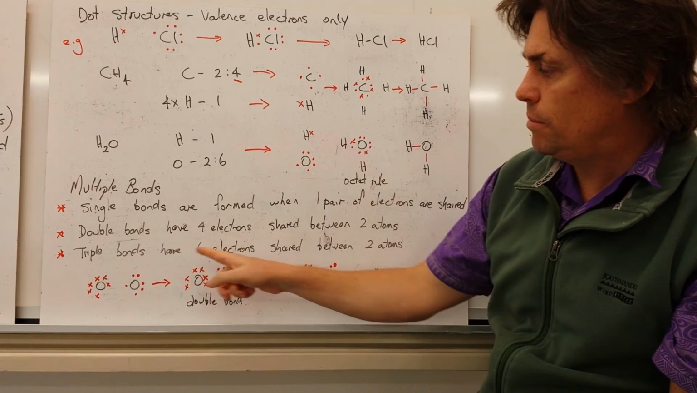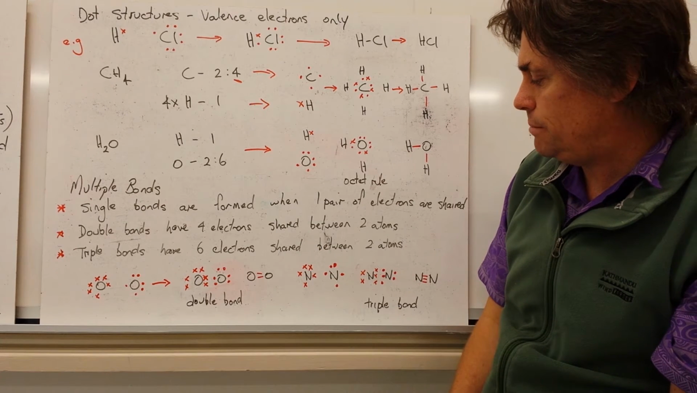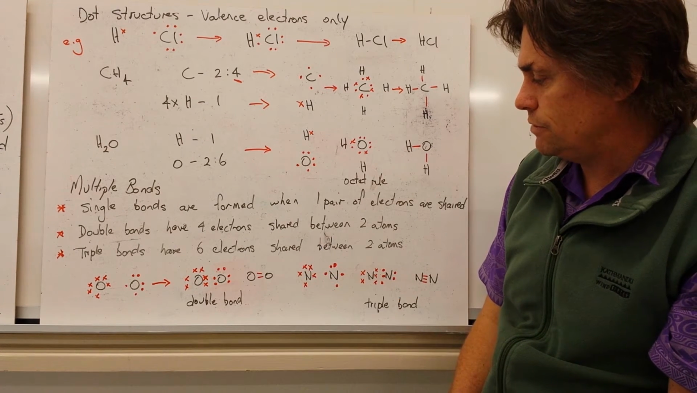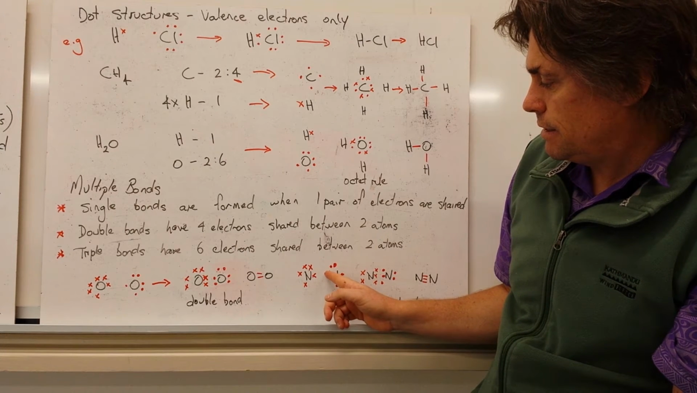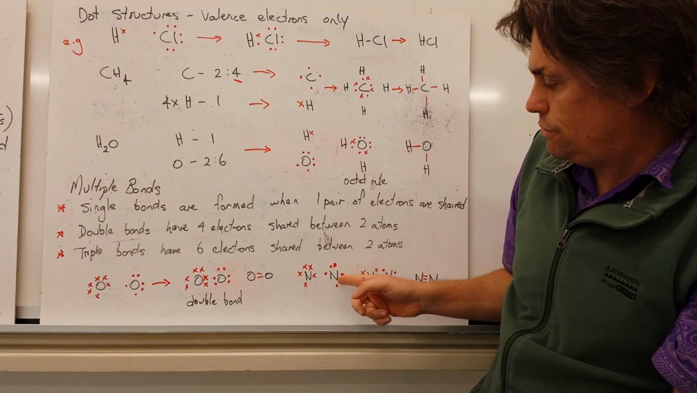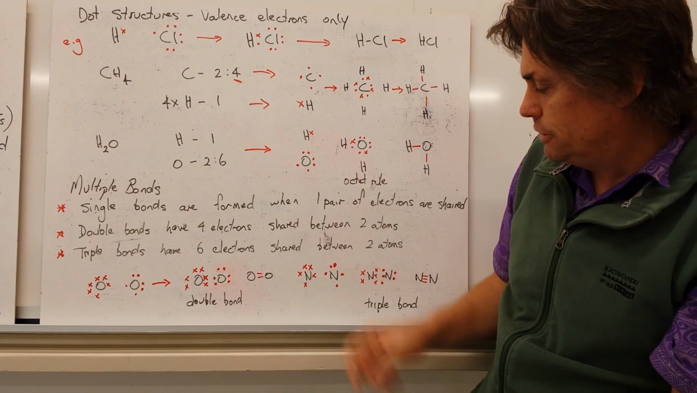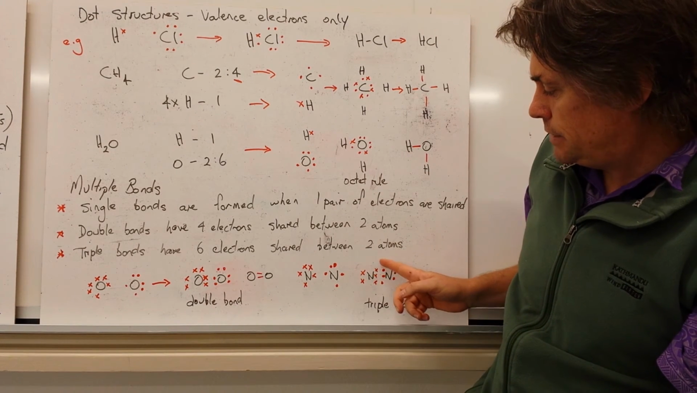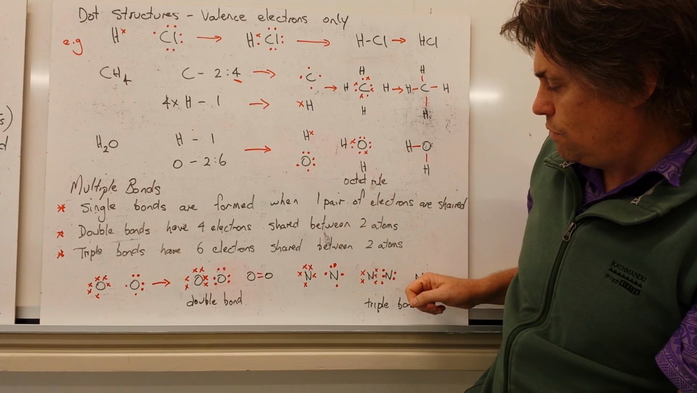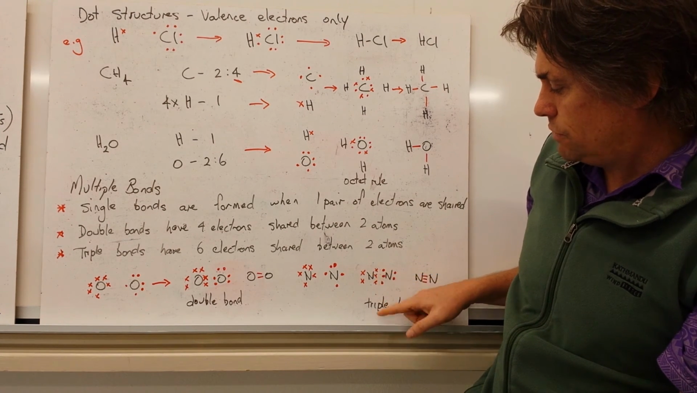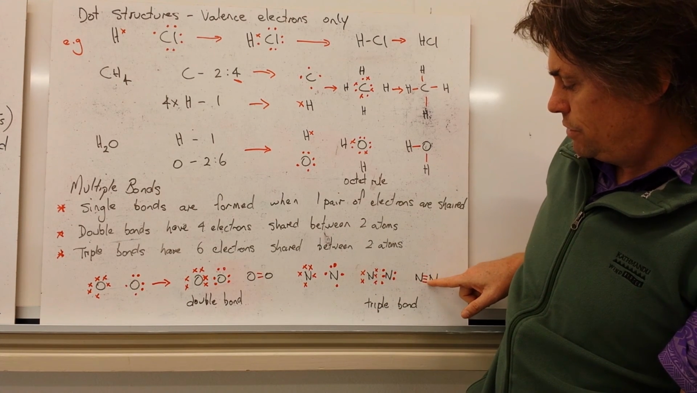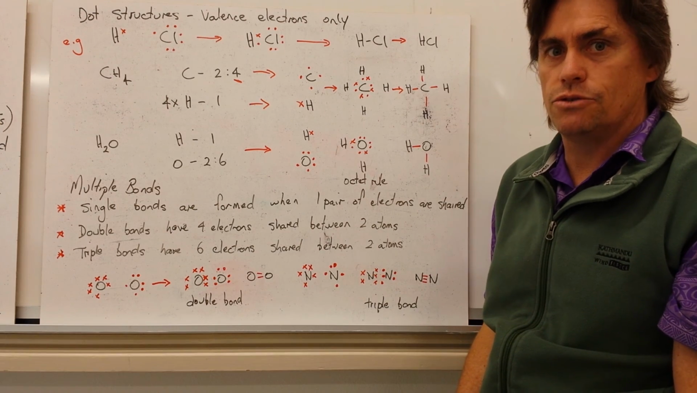Finally, we can get a triple bond where 6 electrons are shared between 2 atoms. So nitrogen has 5 valence electrons. With this nitrogen as well, we can share these 2, we can share these 2, and we can share these 2. And this effectively gives us 6 shared electrons. As we said before, if we've got 6 shared electrons, we form a triple bond, and we represent this as N with 3 lines between it representing those 3 bonds.